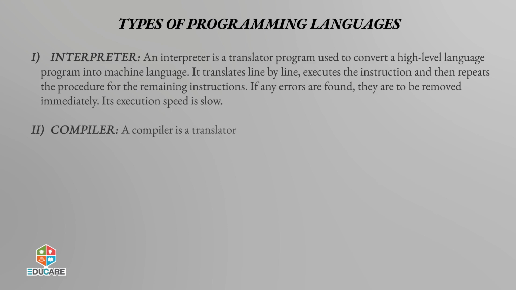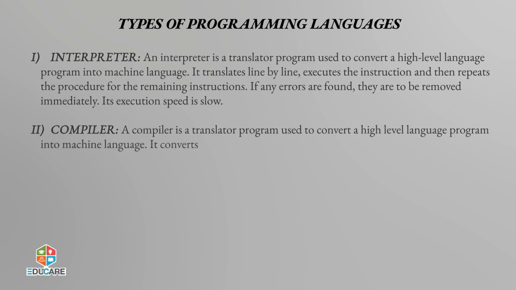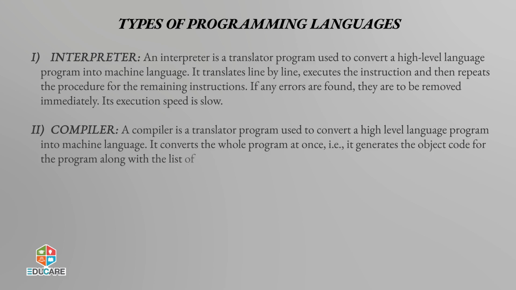Compiler. A compiler is a translator program used to convert a high-level language program into machine language. It converts the whole program at once. That is, it generates the object code for the program along with the list of errors. Its execution speed is faster than an interpreter.